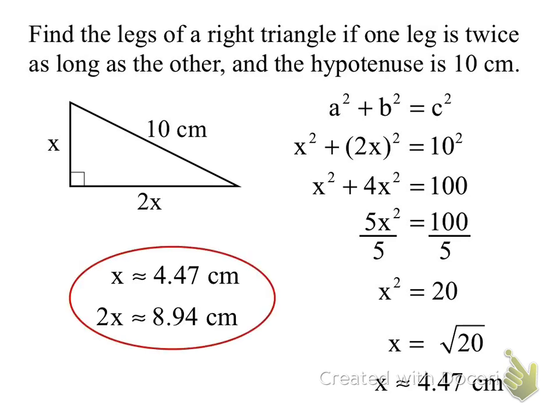Oh, and when they're looking for both sides, remember, we've only found one side. So that would be 4.47. If I double that, that gives us the other side because they want both legs. Do you understand that I did not just finish finding both legs just by solving using the Pythagorean theorem? Does that make sense? Okay.